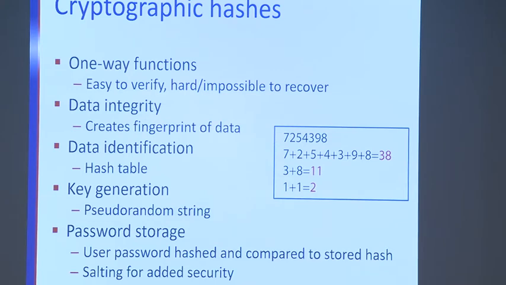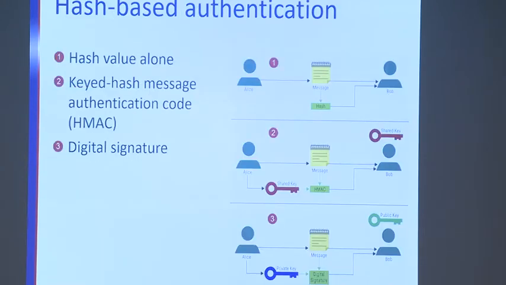I like their demonstration over here on the right-hand side. They took the number 7254398. They added up all those digits, came up with 38, added 3 plus 8, got 11, added 1 plus 1, came up with 2, and said, that's one of the ways you could figure out what a hash is going to be. So that's not really what they do, but that's just a demonstration of a way of doing a hash. So we have a couple different ways that we can authenticate you.